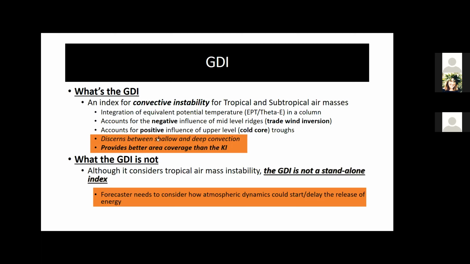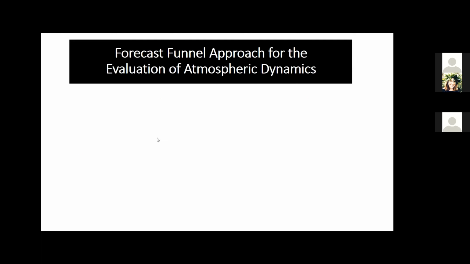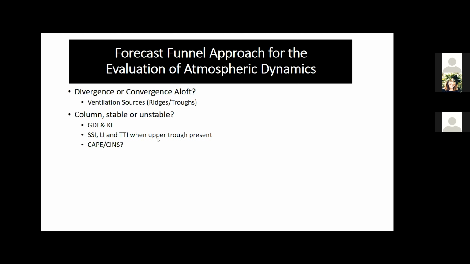As was indicated, the GDI is not a standalone index, so you cannot just go by the GDI without looking at anything else and make a forecast. You need to take into account atmospheric dynamics when making your forecast. At the Weather Prediction Center International Desk, we follow a forecast funnel approach for forecasting atmospheric dynamics. In that process, we look at the sources of upper level divergence or convergence, because we want to identify the sources of ventilation. And as we've been talking about, we want to look at the column stability.